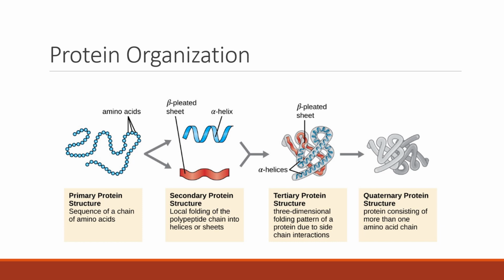Then these beta sheets start to fold and collapse on one another and fold into these tertiary structures. And this is starting to give it more of that three-dimensional shape. And then finally we end up with a complex protein, a quaternary protein structure, and these can be different structures depending on their need throughout the body.